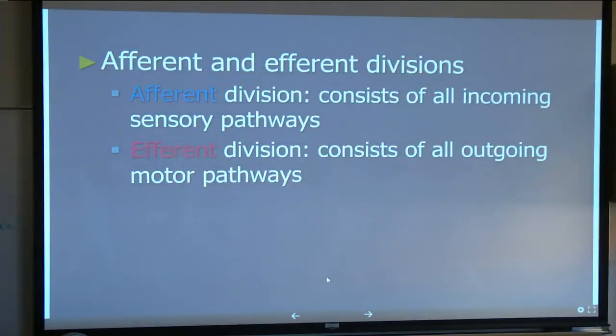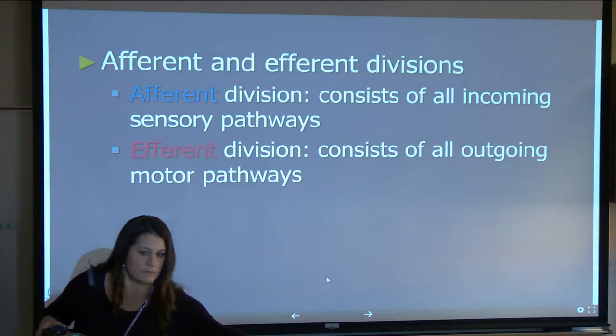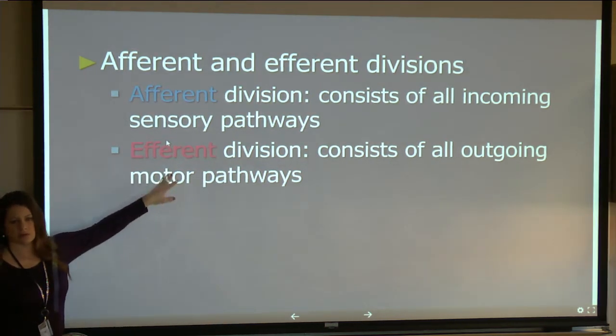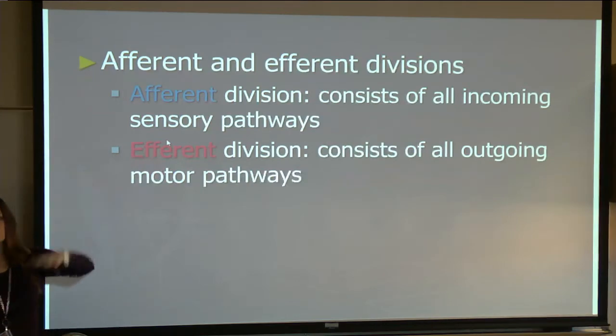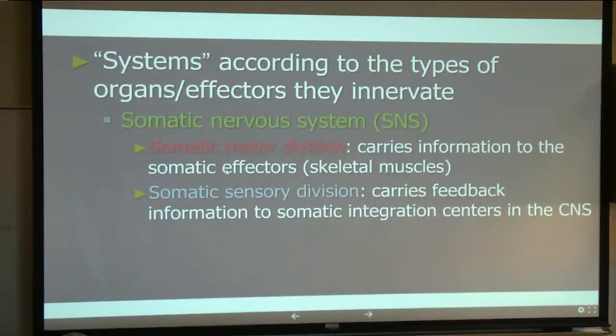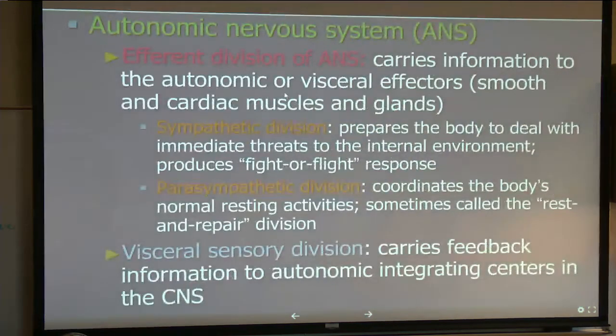Little review of everything that we just talked about. So here we can see afferent, again, is all incoming information, all sensory, all going towards the CNS, where the efferent division is all outgoing or motor or moving away from the central nervous system and going towards some type of effector. Somatic nervous system, we are looking at our effectors being skeletal muscles, okay? And then we look at the autonomic nervous system. Again, we are looking at our effectors being glands, smooth muscle, and cardiac muscle.